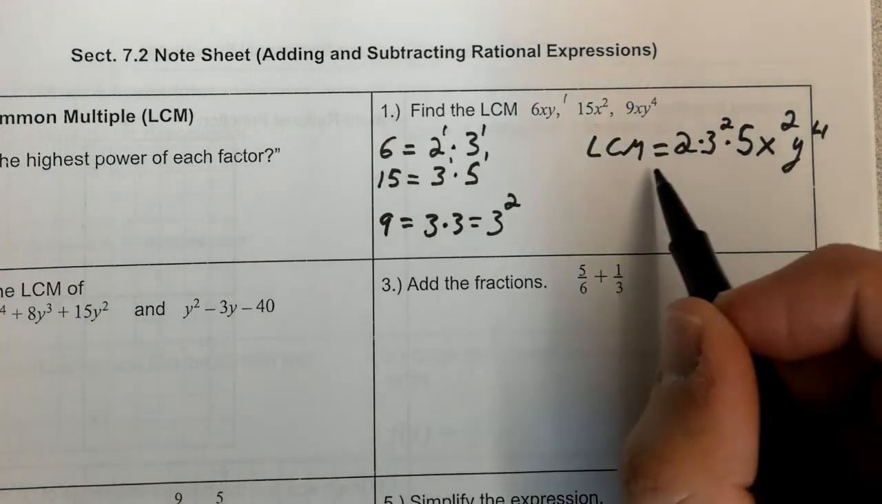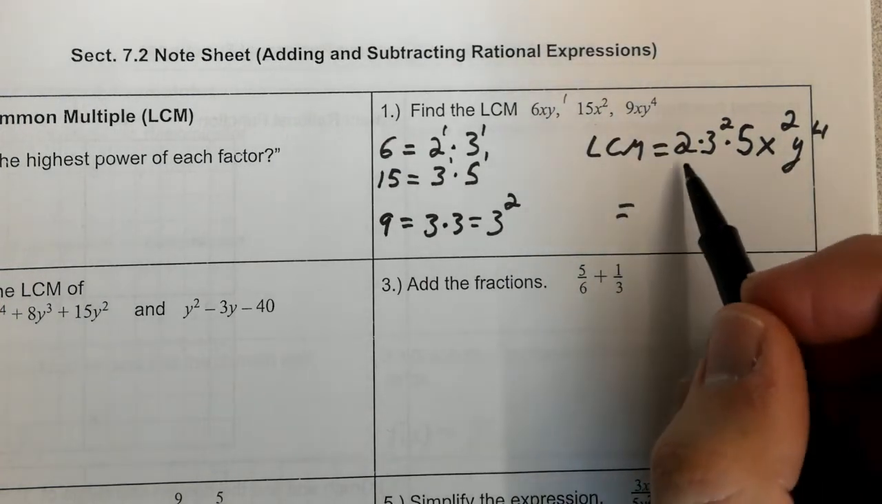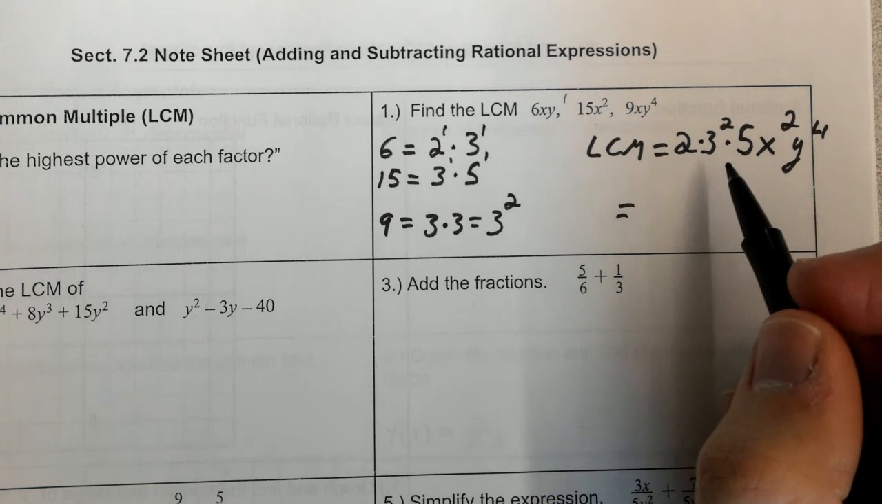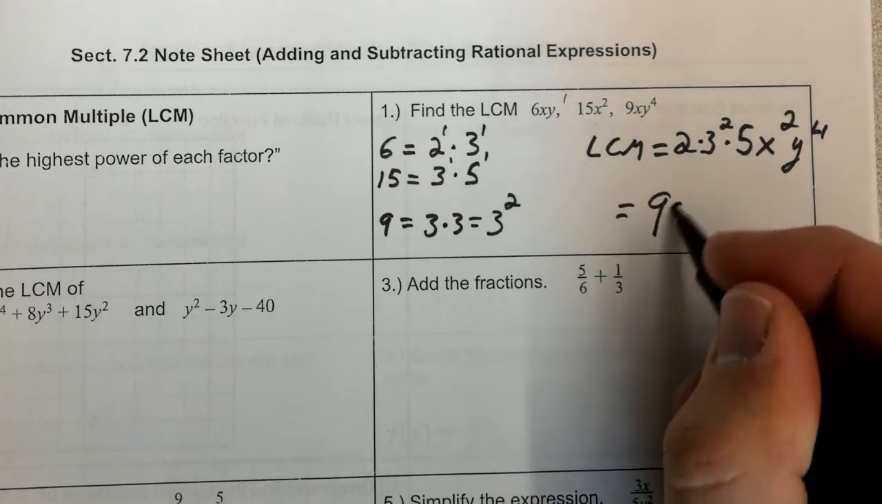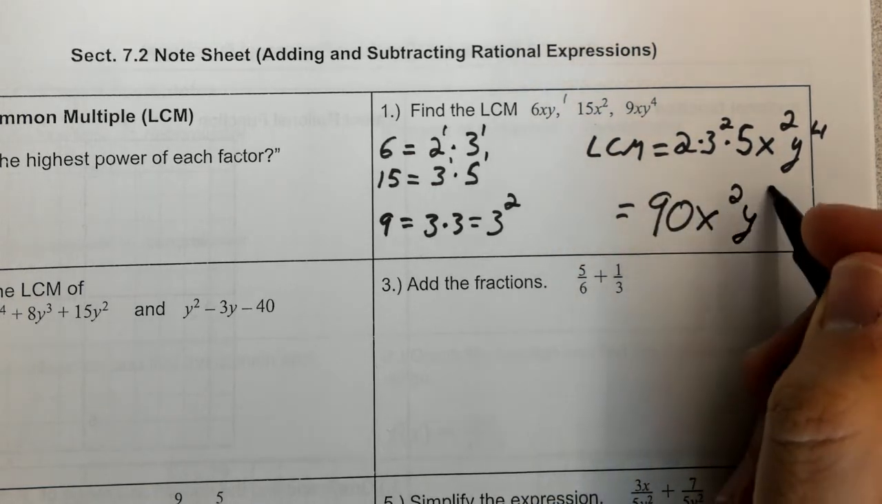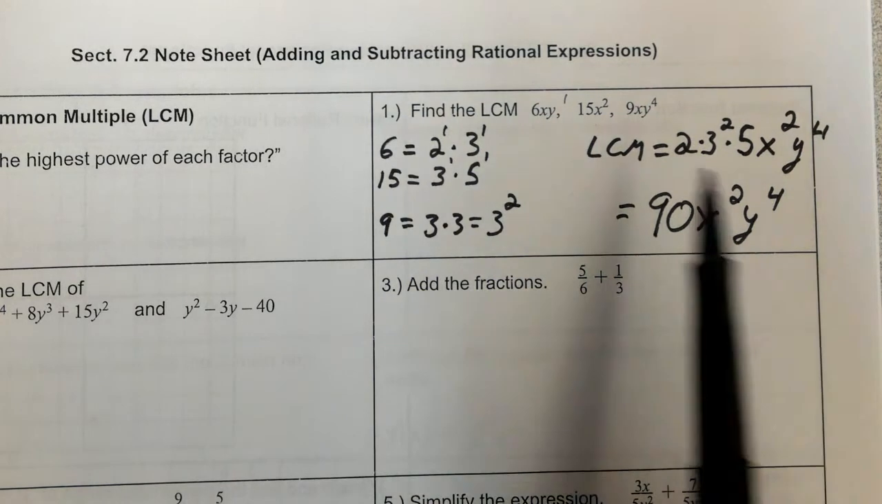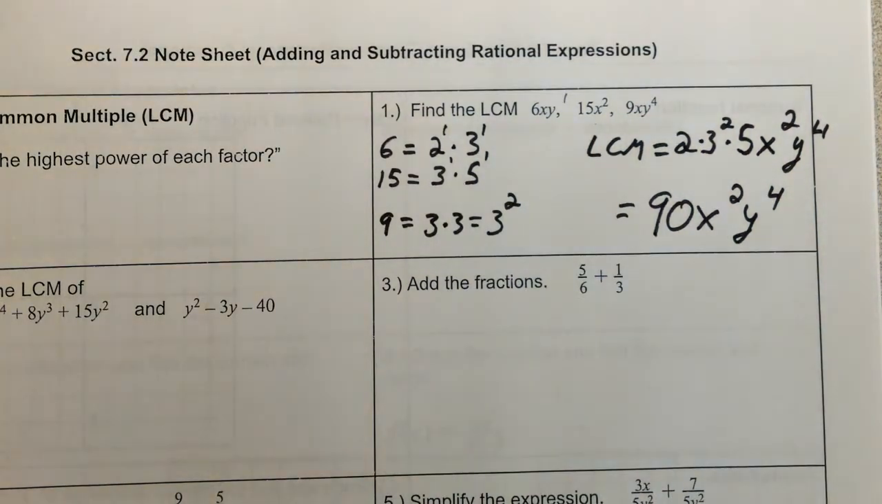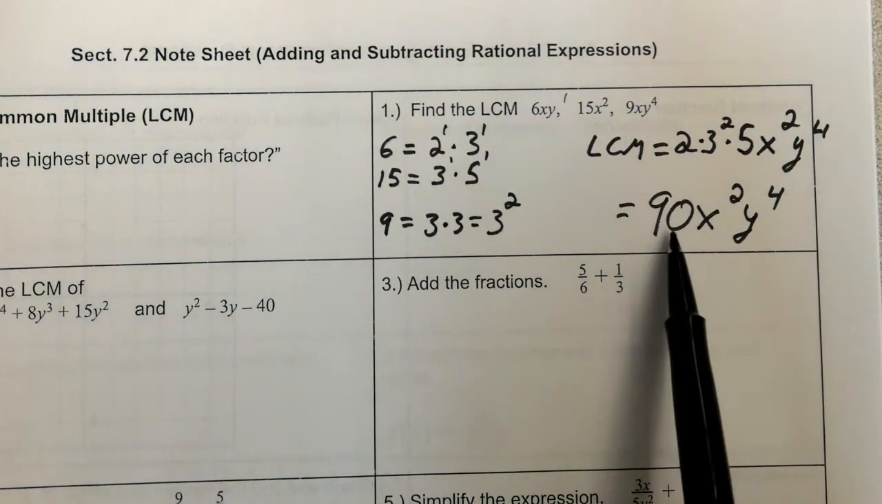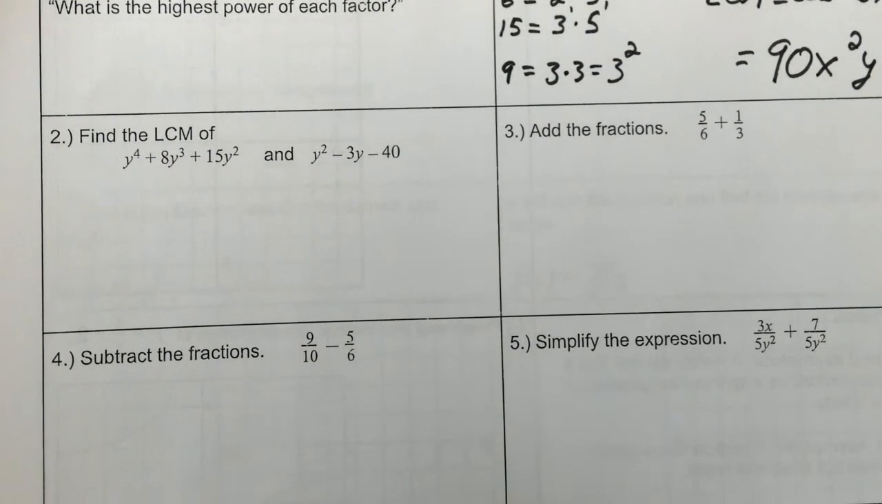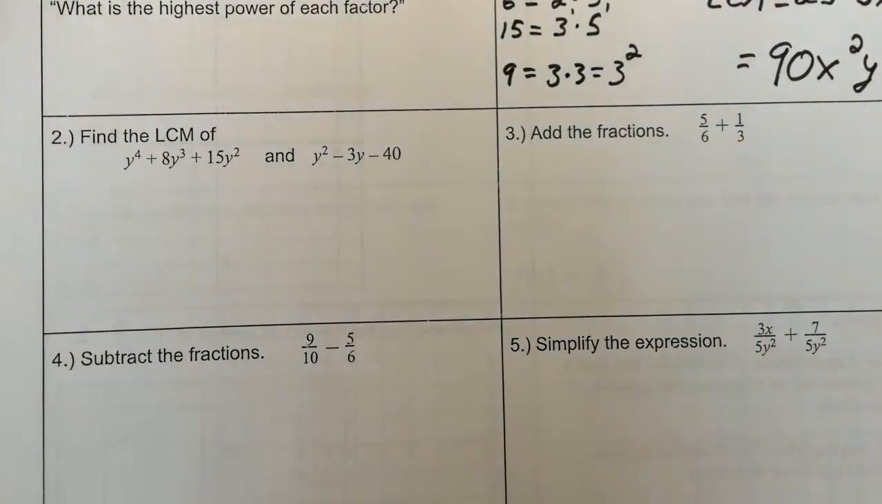All right, and then just simplify the numbers. So we have 2 times 9 times 5. That turns out to be 90. So 90 x squared y to the 4th. There are other ways to approach it that might be a little bit quicker, but honestly, that's the surefire way to always end up at the correct LCM. It does take a little bit longer than just looking at it and noticing that 90 is the number, but I think it will always work.